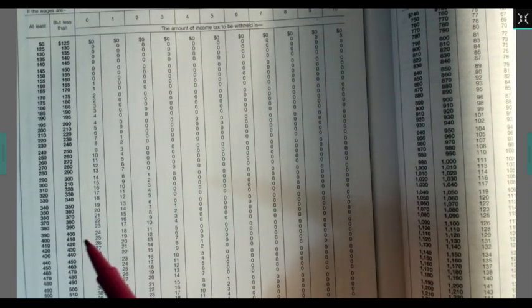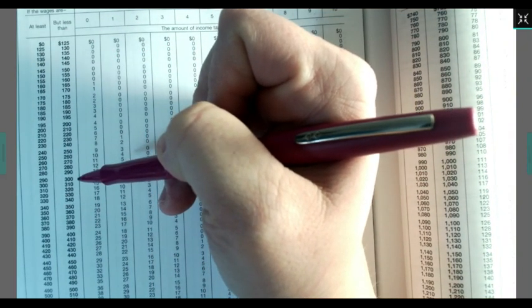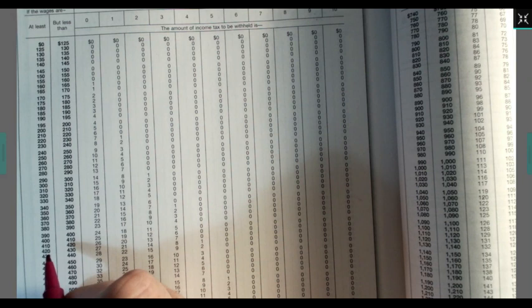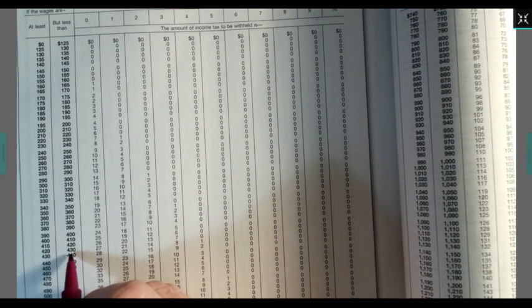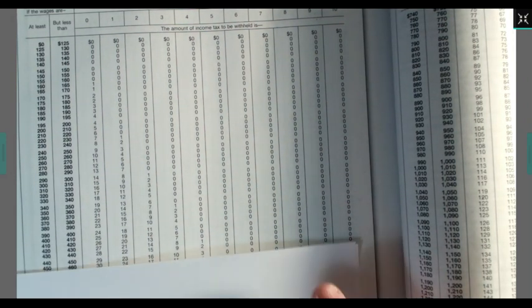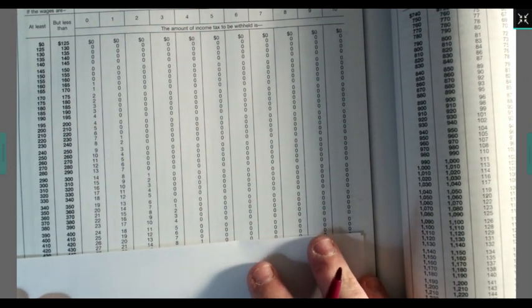So I want to look for the range. This says at least, but less than. I need to find the range where $425.88 would fall. Well, $425.88 is bigger than $420 and less than $430, right? And it says she claims 2 allowances. Okay. So the key here is definitely to line it up. So I'm going to use my straight edge paper here.